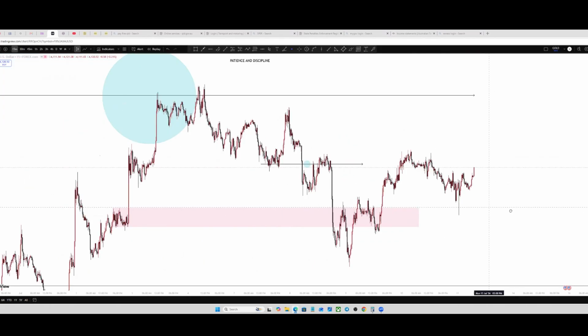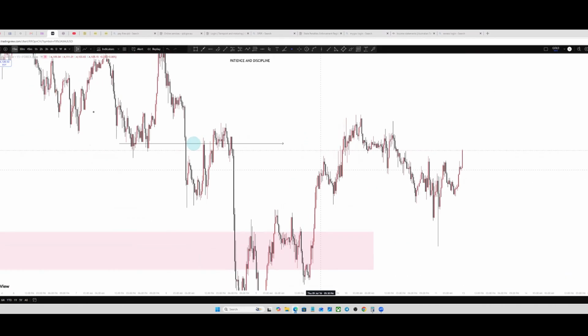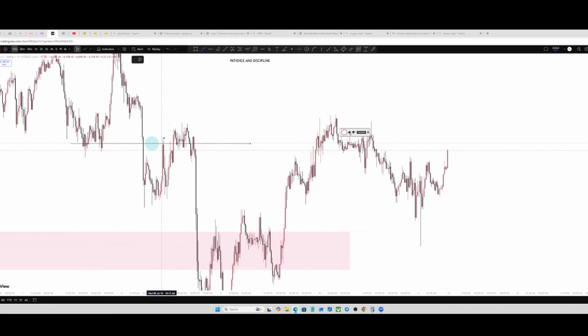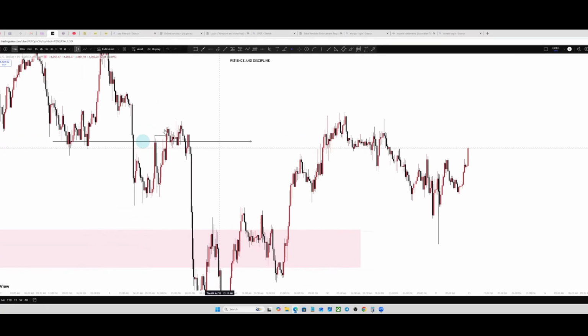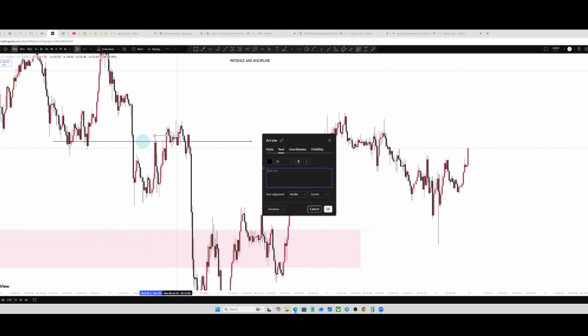That was exactly what we got here. As you can see, this was where price tested our key level. I was patient, because we need to see everything form completely before we attack and take this trade. What I waited for was price taking out this liquidity. First of all, this is a liquidity sweep, so let's just mark it as liquidity sweep.